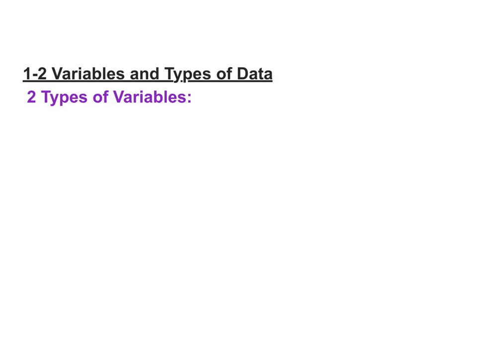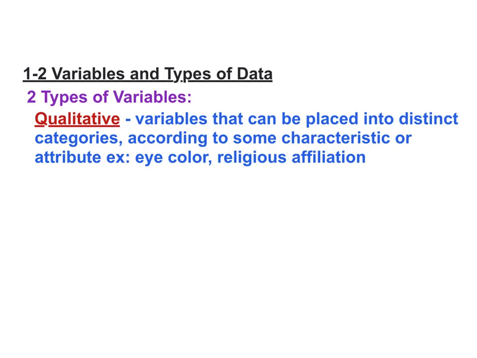The first type of variable that we will discuss is called qualitative variables. The root word of qualitative is quality, okay? So it's going to be descriptors. Most of the time when we talk about qualitative variables, we're talking about words that can be used to describe in some way. The definition from the book: they can be placed into distinct categories according to some characteristic or attribute, and some examples might be eye color, religious affiliation, and there's many others that you could use.